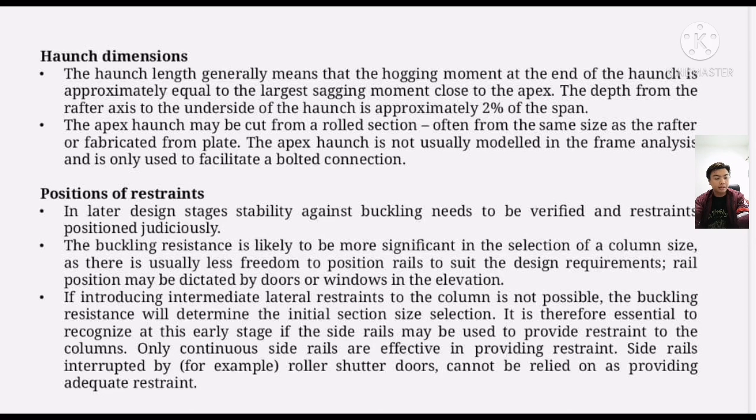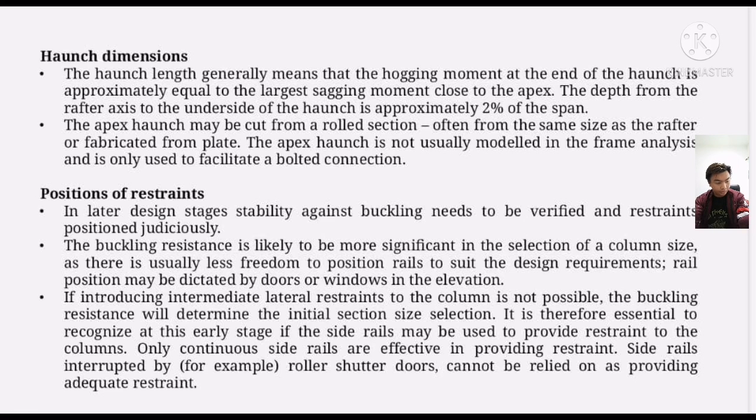So the buckling resistance is more likely to be important when choosing a column size, as seen. There is usually less leeway to position, and to meet the design requirement, the rail location may be controlled by doors or windows in the elevation.